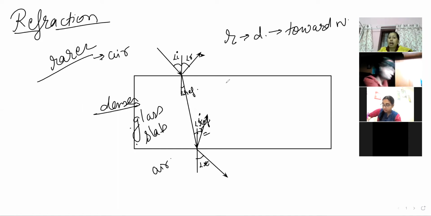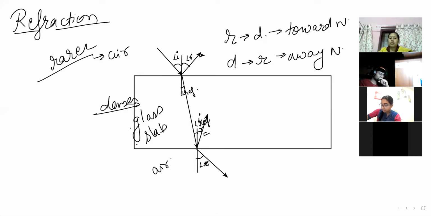When a ray of light is coming from denser to rarer medium, then the ray will be away from the normal. This part is clear to you guys? Himang, written? Yes, ma'am. Srijit, written? Yes, ma'am. Who will explain it to me again?